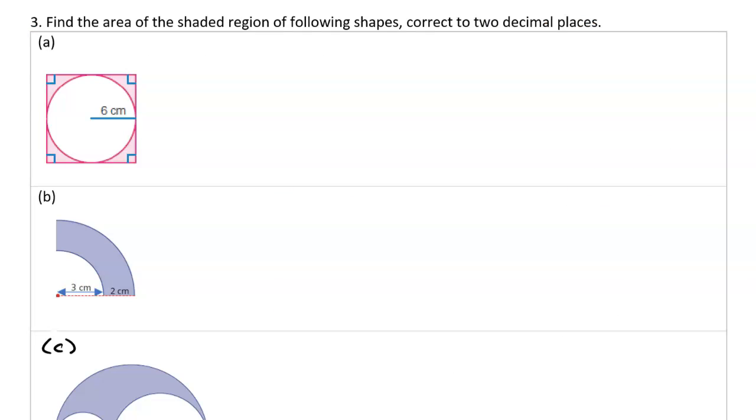Let's have a look at some of these areas now. We're going to go through 3A, B and C together, and part D is a challenge that I'm going to leave for you to do. And we can talk about it next lesson.